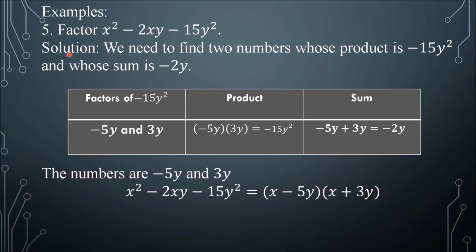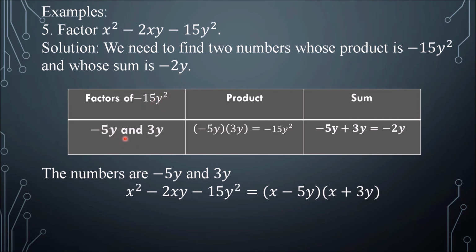Next, number 5. Factor x squared minus 2xy minus 15y squared. We need to find two numbers whose product is negative 15y squared because that's the last term. Negative 15y squared. And the middle term is negative 2y. Of course, we will not include x. So just the 2y. So that's the coefficient. Negative 2y. Now, factors of negative 15y squared.